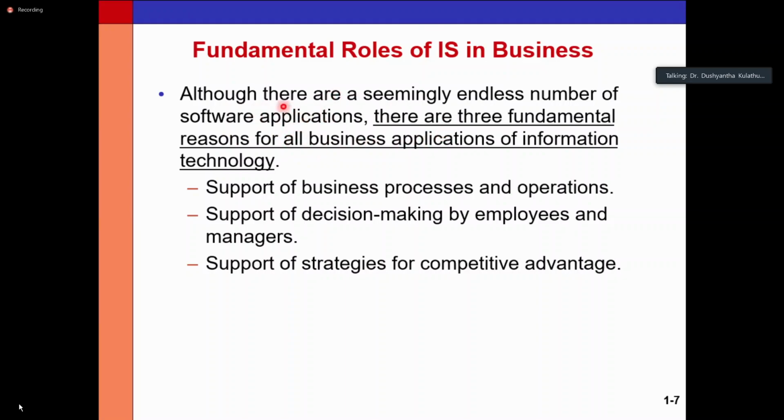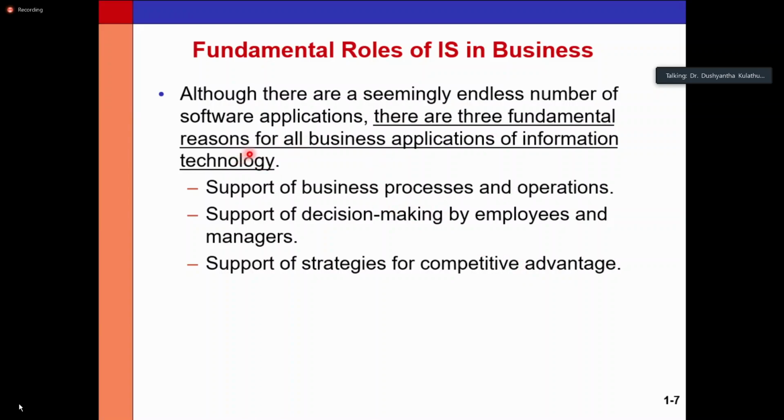So why do we utilize this software application, this information technology? What are those three fundamental reasons? We are utilizing those software applications in support of business processes and operations. We are utilizing them in support of decision making by employees and managers. And we are utilizing them in support of strategies for competitive advantage. So those are the three fundamental reasons.